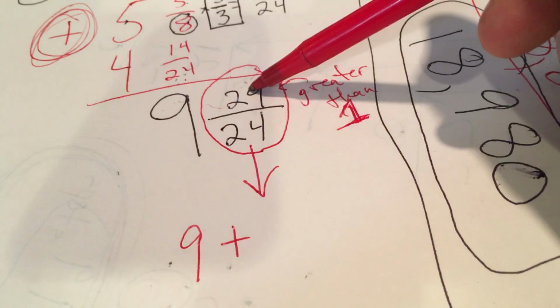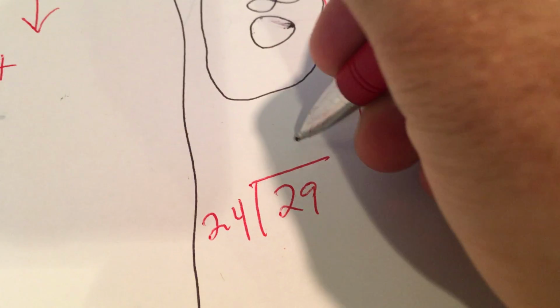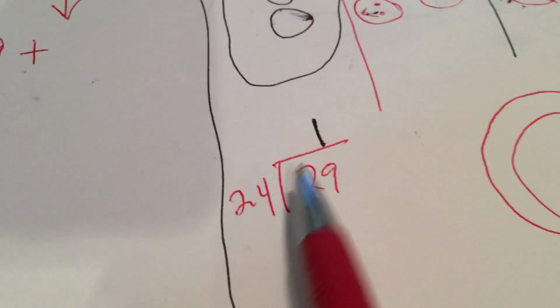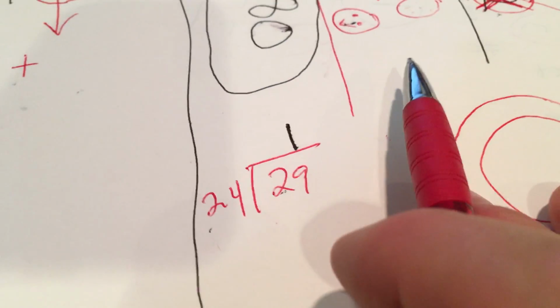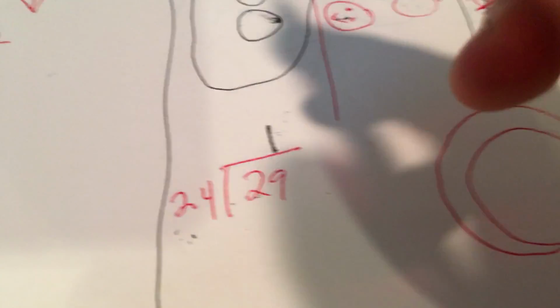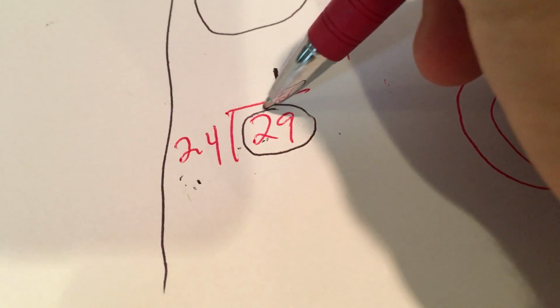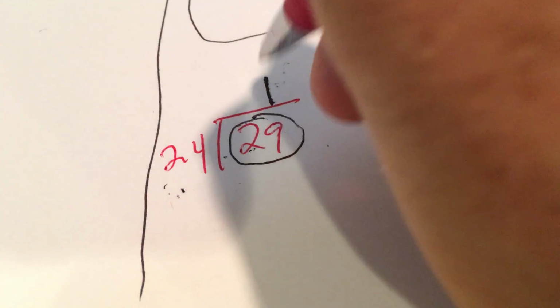Okay, because we've learned that fractions are division. 29 divided by 24. So 24 goes into 29 one time. Okay, if we had 29 or something and we have 24 equal groups, we can only put 1 into each of those 24 equal groups. Because if we put 2, we don't have enough. We only have 29 to split up into 24 groups. So we can only put 1 into each group.